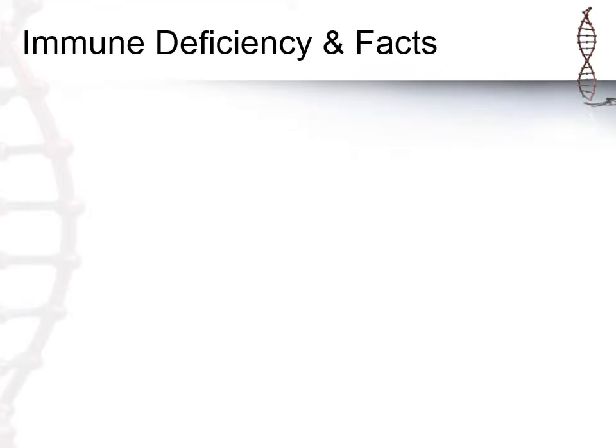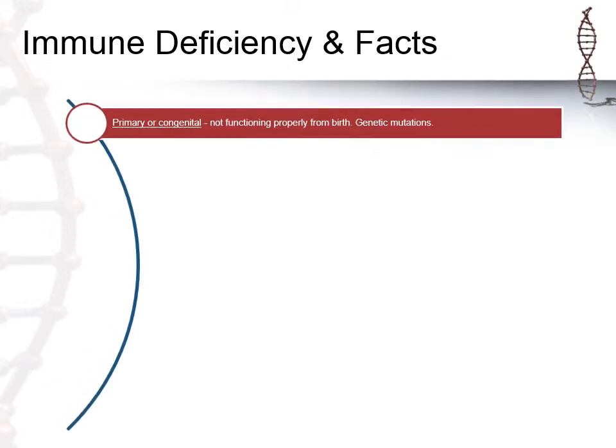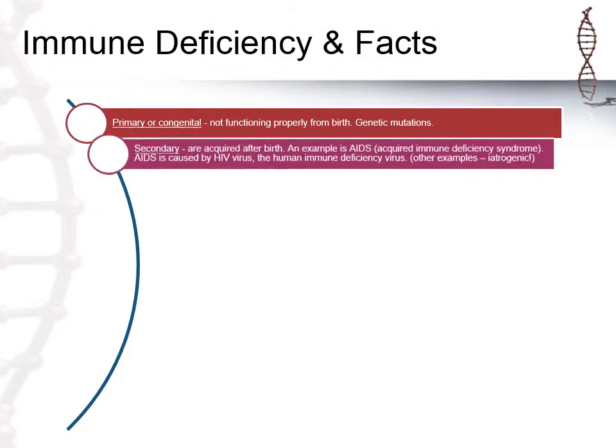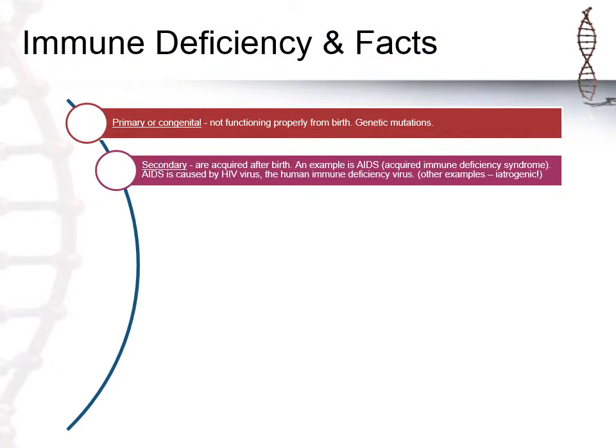Now we're going to discuss some immune deficiency facts. It could be primary or congenital. Generally, the immune system doesn't function properly from birth, and it's usually the result of genetic mutations. Secondary immune deficiencies are acquired after birth. An example is AIDS, acquired immune deficiency syndrome. AIDS is caused by the HIV virus, the human immune deficiency virus. Other examples are iatrogenic.